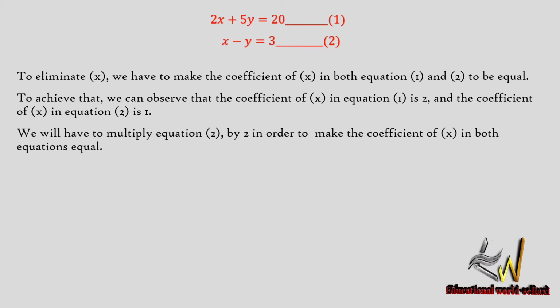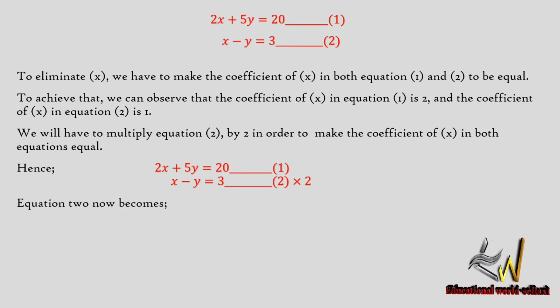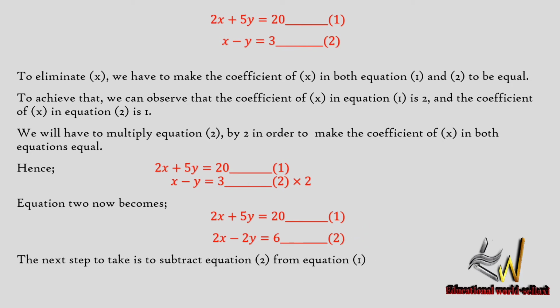We have to multiply equation 2 by 2 in order to make the coefficient of x in both equations equal. When we do that, our equation 2 is now going to be 2x minus 2y is equal to 6. That will be the new value of equation 2. The next step is to subtract equation 2 from equation 1. So we have equation 1 minus equation 2.